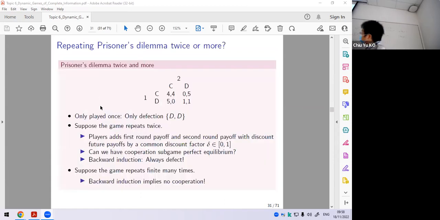And I hope I convince you that if players are patient, no matter how patient they are, if they repeat this game a finite number of times, you will always have defect. So the general theorem is the following: if the game only has one equilibrium, no matter how many times you repeat, it is still the same outcome.